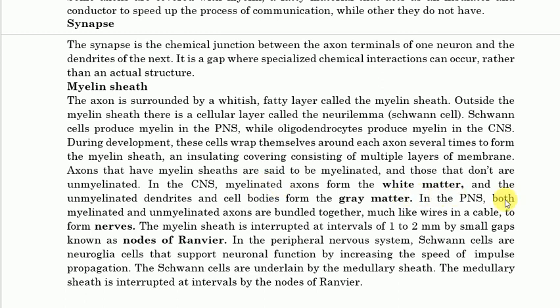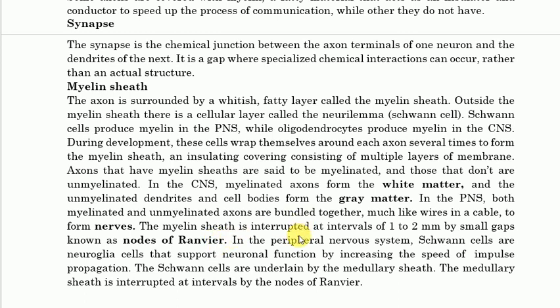In the peripheral nervous system, both myelinated and unmyelinated axon are bundled together much like wires in a cable to form nerves. Kwa axons zote zinaunganishwa zinatengeneza nerves. So the myelin sheath is interrupted at interval of 1 to 2 millimeters by small gaps known as nodes of Langerhans. Tuenda kusoma pia huko mbele jinsi gani ambavyo myelin sheath inasaidia katika ku increase the speed of conduction of nerve impulse.